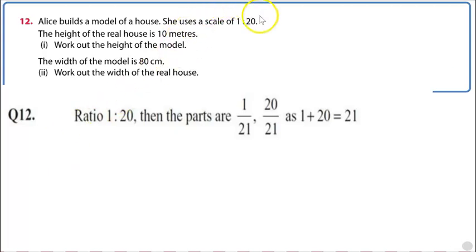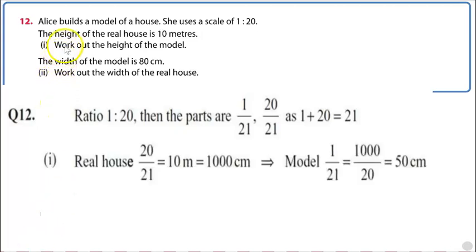So we're told in the question that the ratio is 1 to 20. Then the parts are going to be 1 over 21 and 20 over 21 because 1 plus 20 is 21. So adding up the parts, 1 plus 20, gives us our denominator of 21. So we know that it's a model of a real house, so the model must be smaller. A model is always smaller. So the 1 must represent the model and the 20 must represent the real house, or the big house.